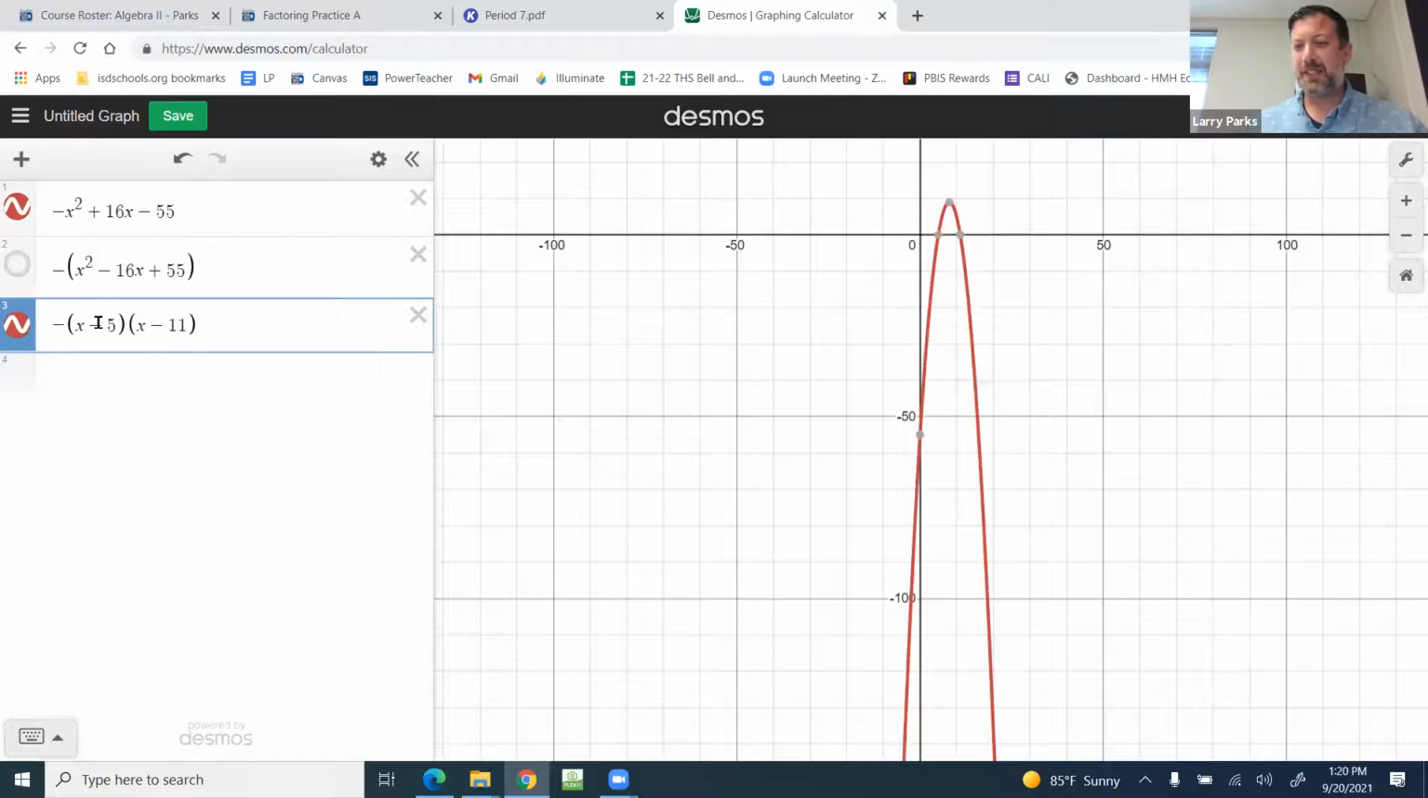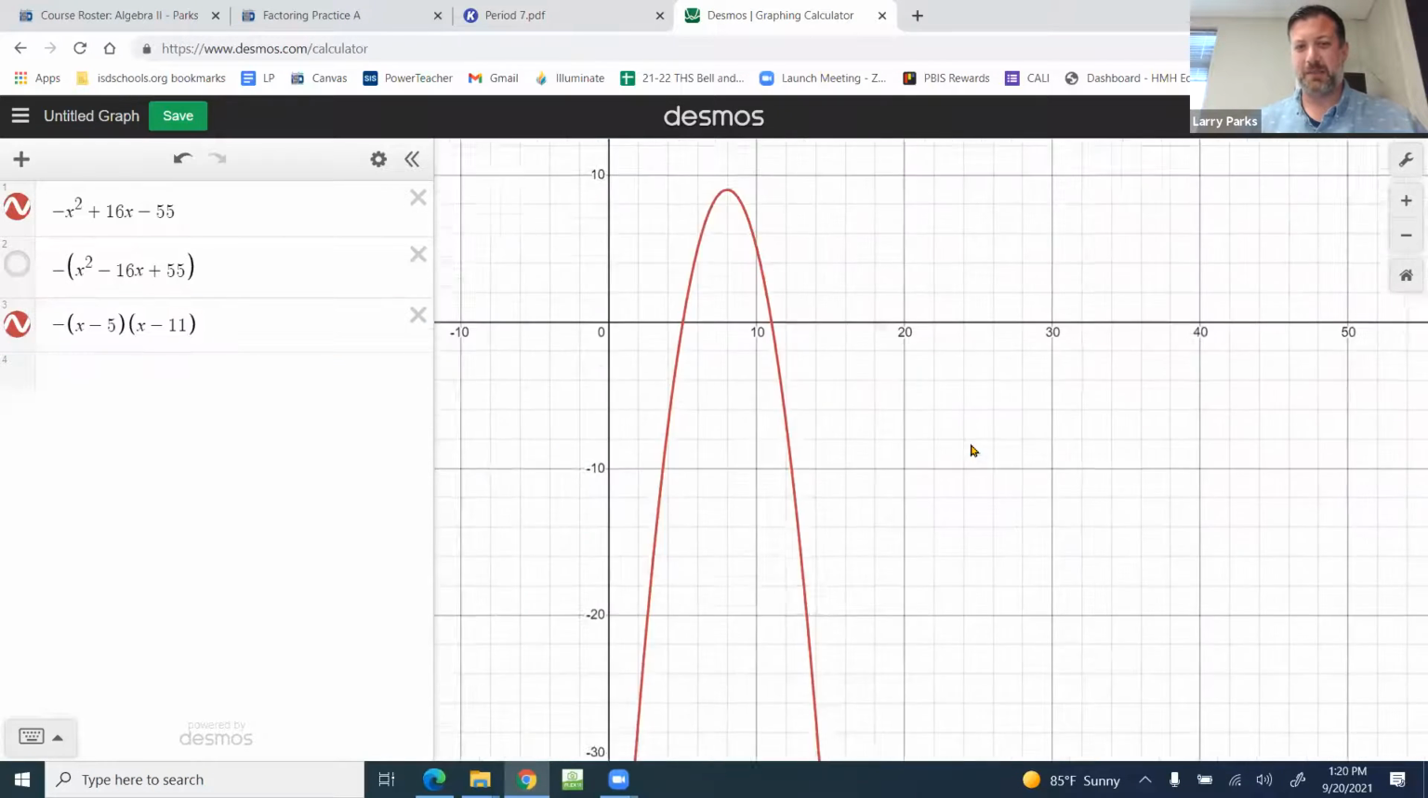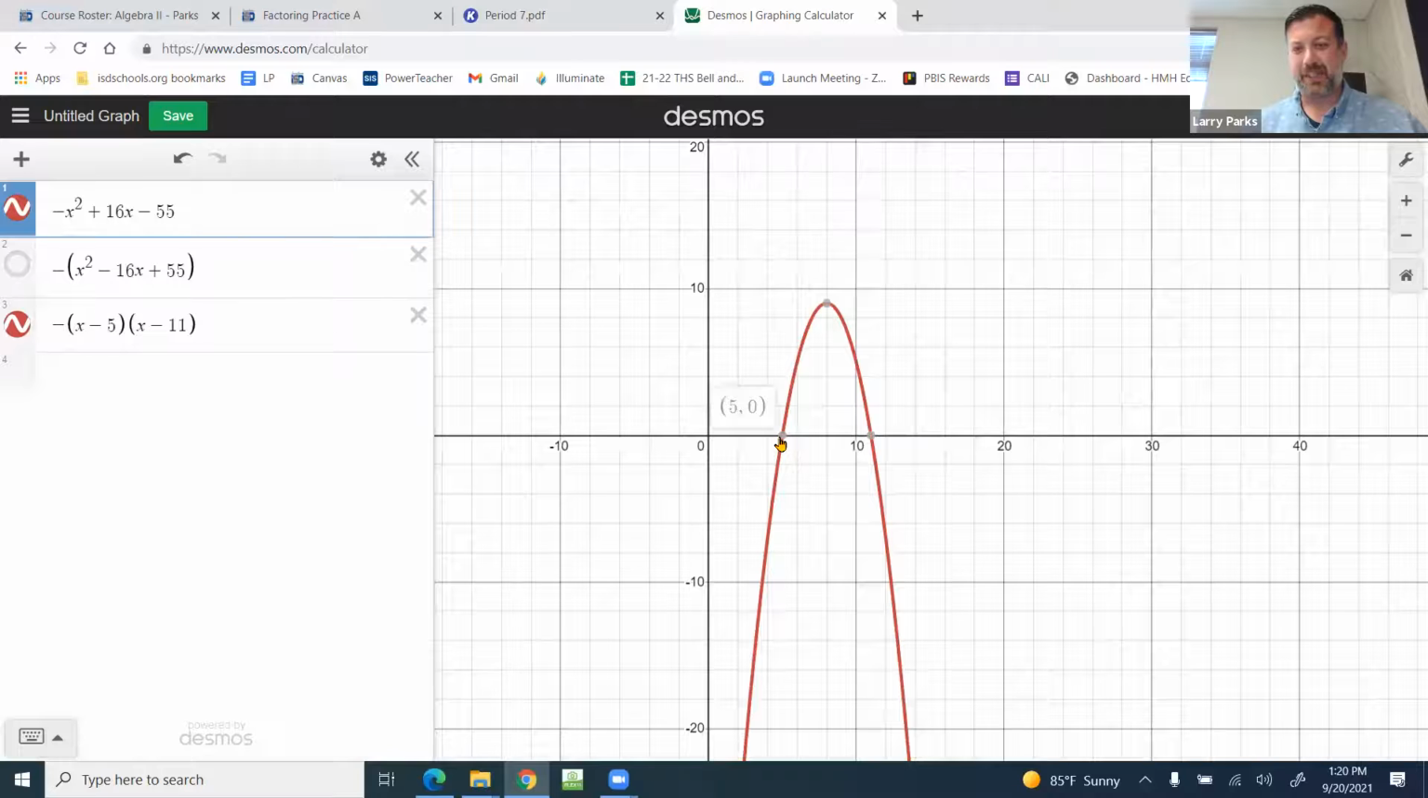The only thing nice about this form, the negative, it still opens down. We know that an x-intercept is at 5 and at 11. And I know this may not look like 5 and 11, but I'm way zoomed out. So if I zoom in a little bit, you'll see it's 5 and 11. How cool is that? It comes straight from there.